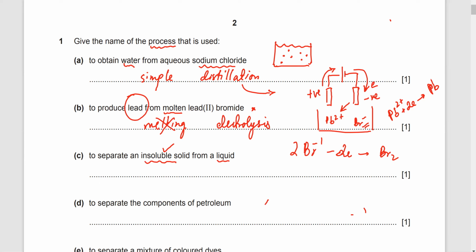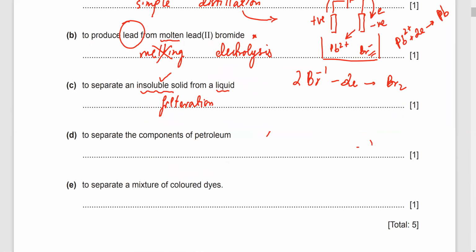You just filter it out. Okay, so this one would be called filtration. What about the next one? To separate the components of petroleum, what's the process? We just did this. Fractional distillation. So this one is fractional.